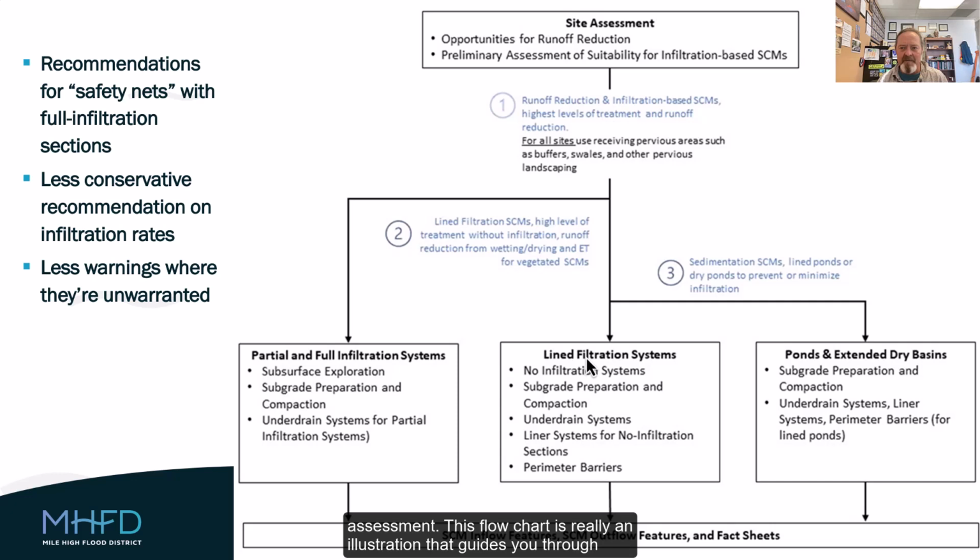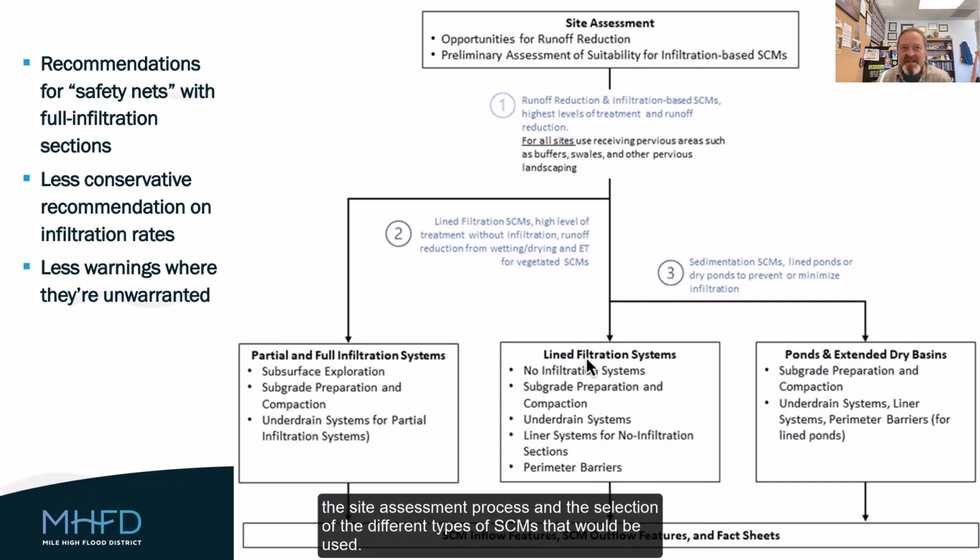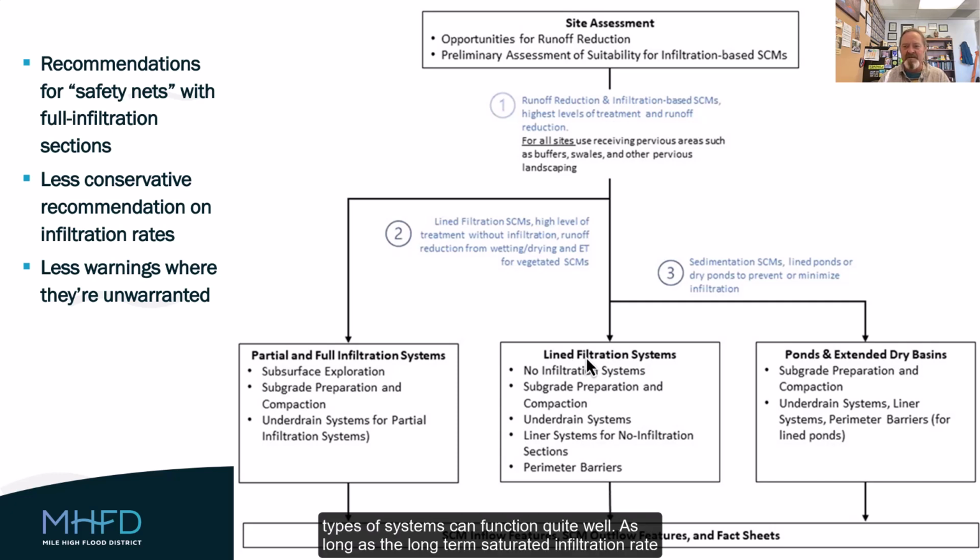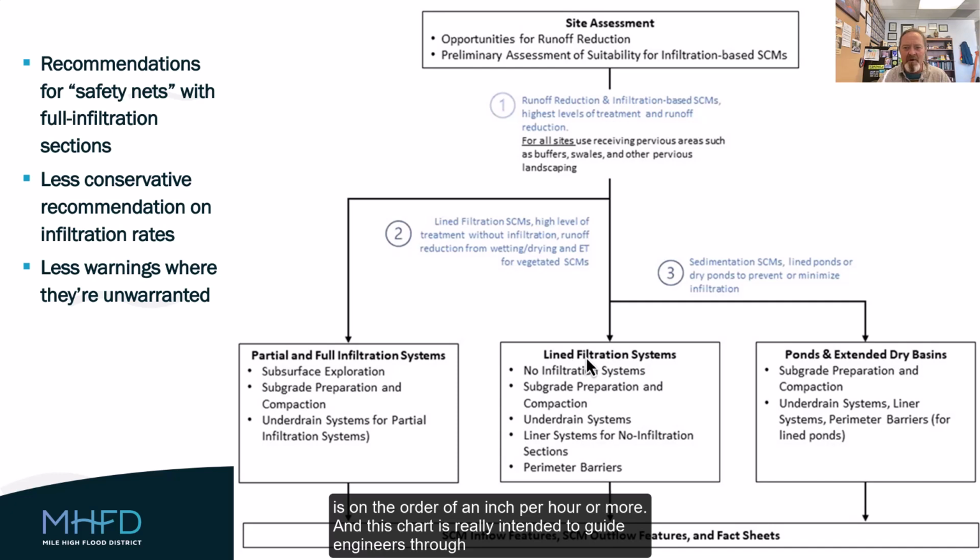This flowchart is really an illustration that guides you through the site assessment process and the selection of the different types of SCMs that would be used. In the past, we've really set a high bar for infiltration rates, and in some ways this has actually been unrealistically high for full and partial infiltration systems. Over the past decade, we've really found that these types of systems can function quite well as long as the long-term saturated infiltration rate is on the order of 1 inch per hour or more.